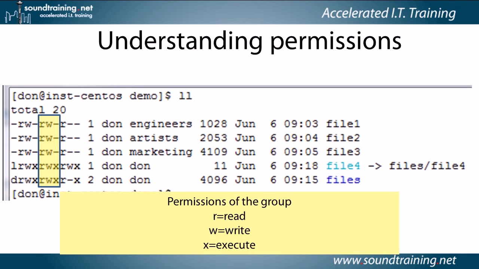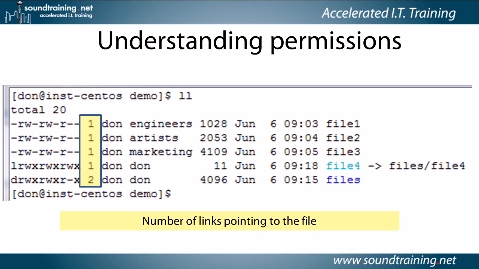Continuing on are the permissions of the group. Read and write for the group on file 1, file 2, and file 3, read, write, and execute on file 4 and the directory files. And then finally the permissions of the world or other. As you can see, for file 1, 2, and 3, the world has only read permission. For file 4, the world has read, write, and execute, and for the directory files, the world has read and execute permission.